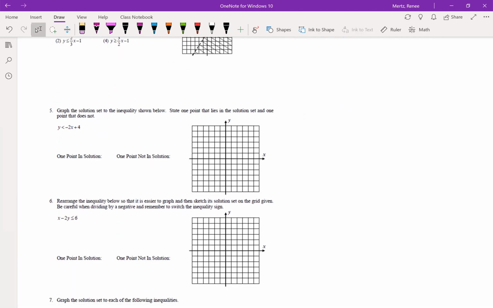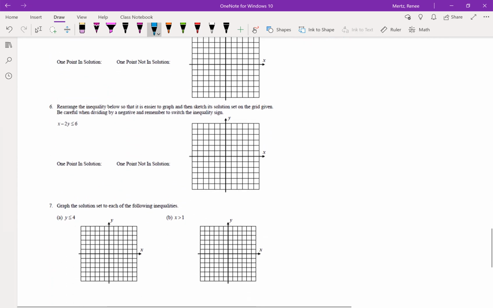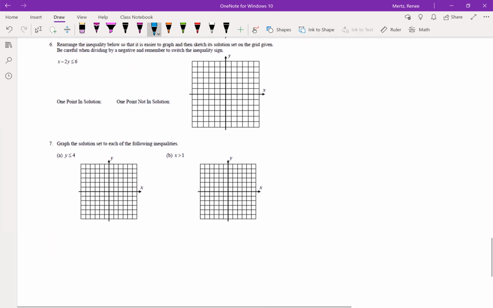For 5, you're picking 1 point in the solution, 1 point not in the solution. You'll graph those on your own. Remember, this one can go in your calculator. This one can't. It's impossible to put an x inequality into your graphing calculator. So just remember, x equals gives our vertical lines.